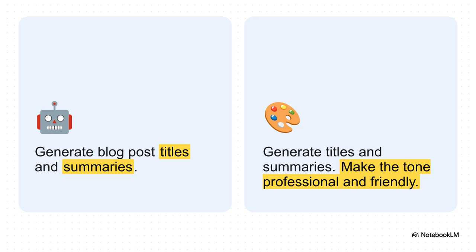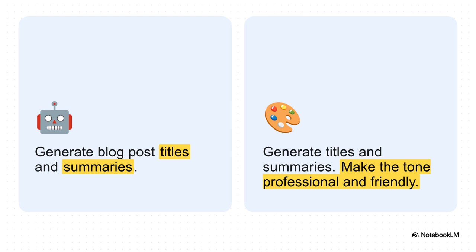Here is a perfect example. On the left, that's the original prompt. But what if we want a specific vibe? On the right, we've just added one little sentence. Make the tone professional and friendly. That small edit gives you such precise control over what the app creates, and you didn't have to touch a single line of code.